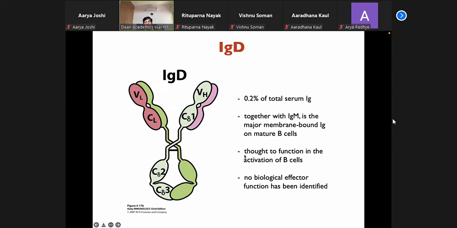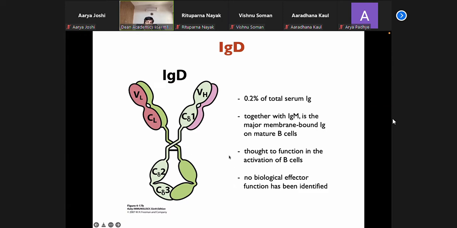Two more things you have to know: this is required for the B cell activation process, because it is present on the surface and serving as the receptor. No particular biological function has been ascribed to IgD, even until today. I don't know, you can pull out some very recent literature to show what it does, but no well-established function is associated with IgD.